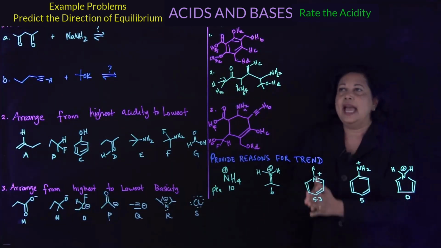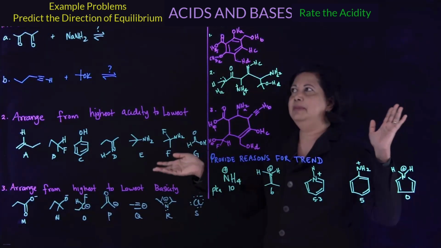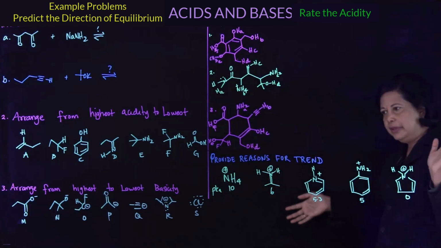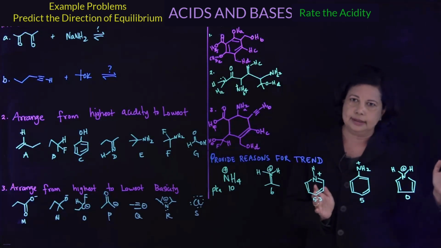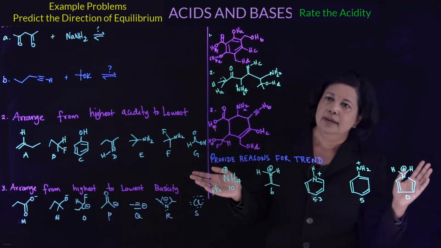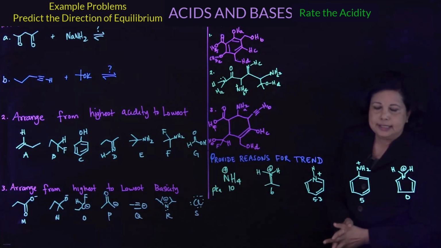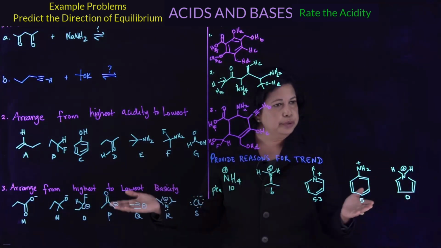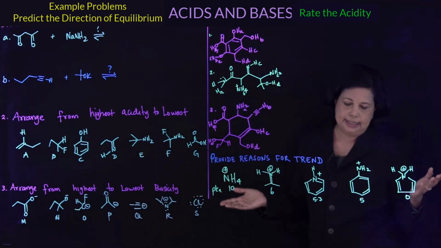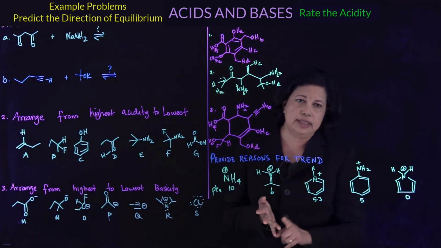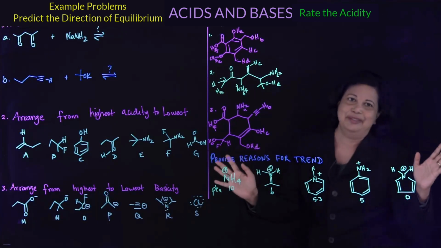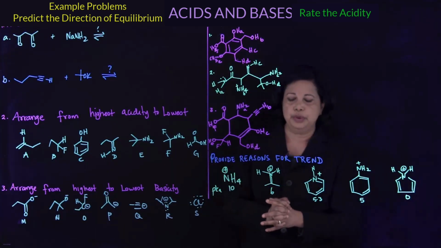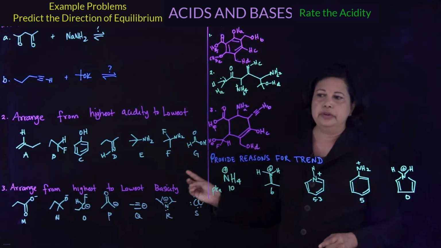Welcome back, everybody. Acids and bases. We're going to do some problem solving. We did all of the explanation as to why certain things are more acidic than others. And why is that? Because the conjugate bases are more stable due to the 4 reasons that we gave: element effect, resonance effect, hybridization effect, and inductive effect, right? So I hope you remember that.